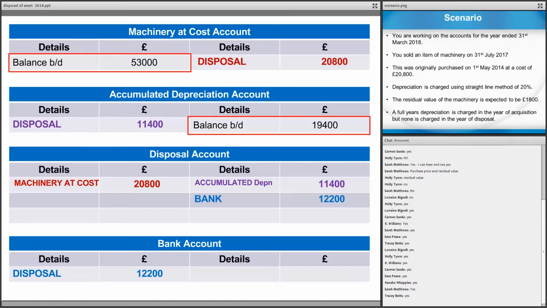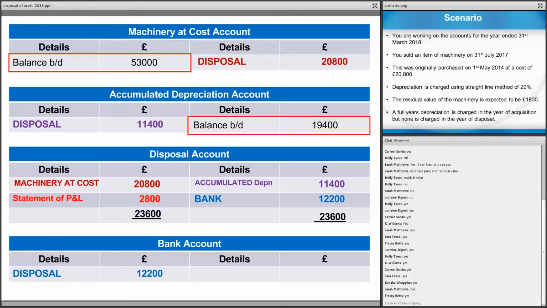Okay, so if I've debited my bank account, I also need to credit my disposal account the amount that I've received for it. Because what I'm trying to do is say, well, this is what it cost me, I've written off the accumulated depreciation, and then this is what I've received for it. As you can see, if you total up the credit side of your disposal account, it actually totals 23,600, which would mean that the balancing figure would go to your statement of profit and loss.